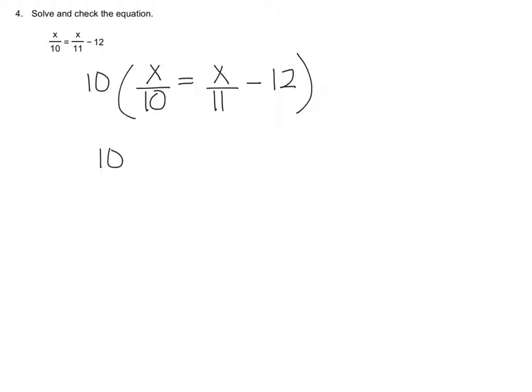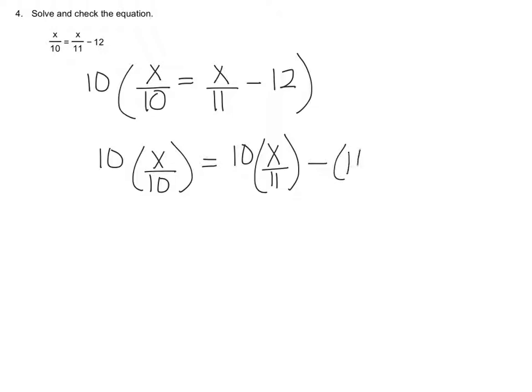This means I'll do 10 times x over 10. I'll also multiply the 10 to the x over 11, and I'll also multiply the 10 to the 12. Now we can simplify this. 10 times x over 10 equals x because the denominators cancel. And then 10 times x over 11 is 10x over 11 minus 10 times 12, which is 120.